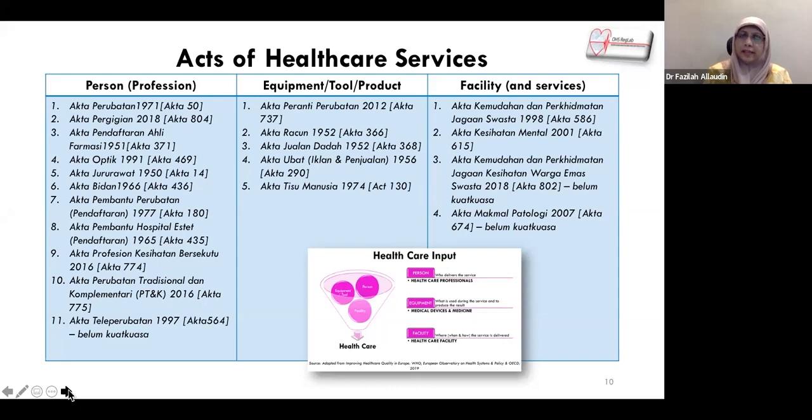There are also acts that govern the service. It can be the Private Services Act, or the Mental Health Services Act, or the Aged People Act, and also the Laboratory Act. So if you see, in healthcare there are 3 types of acts. Either it governs the person, or it governs the service, or it governs the tool and the equipment and the product in the service. So it's very complex in healthcare.